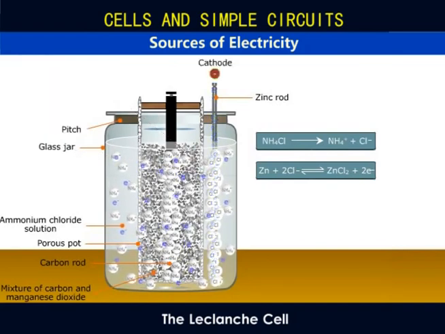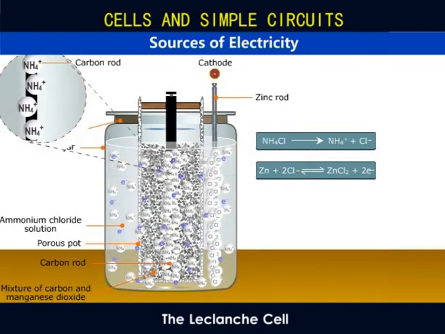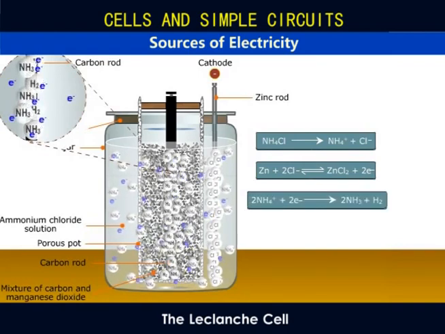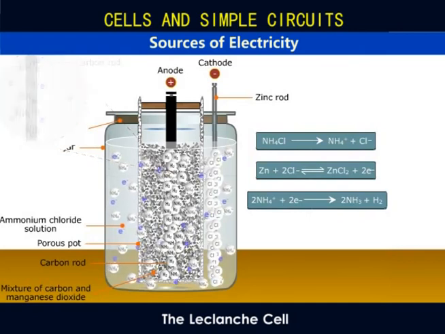On the other hand, the ammonium ions move to the carbon rod. The free ions of the carbon rod neutralize the ammonium ions, forming ammonia and hydrogen gas. As a result, the carbon rod attains a positive charge due to deficiency of electrons. It therefore becomes the anode, or the positive electrode.